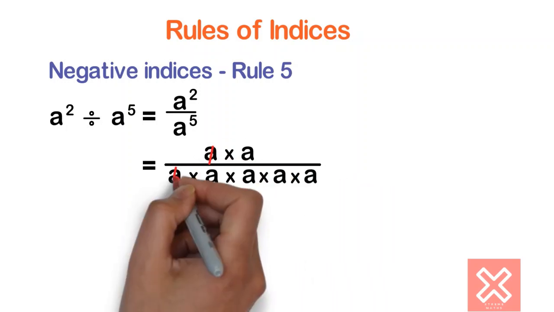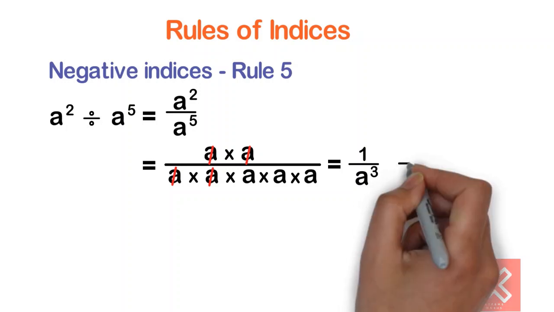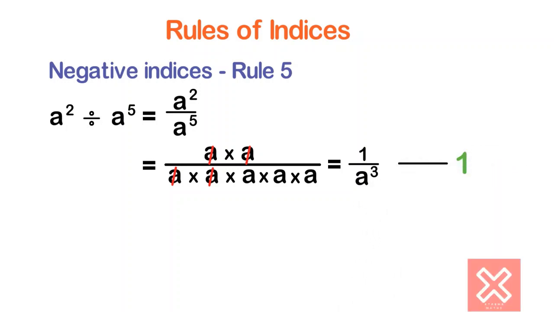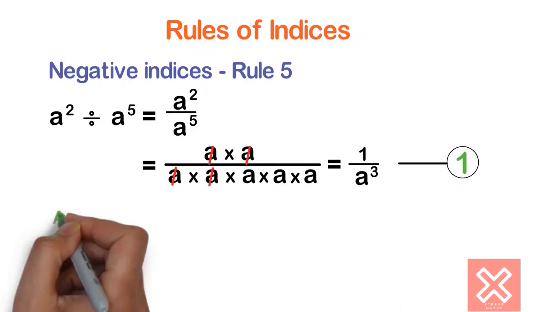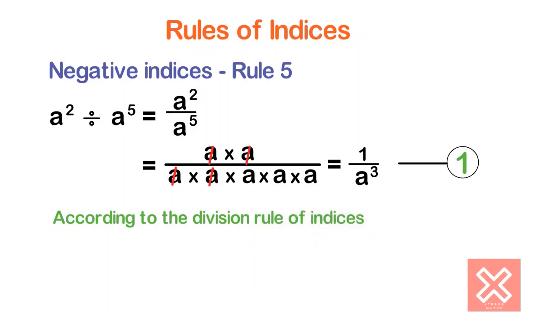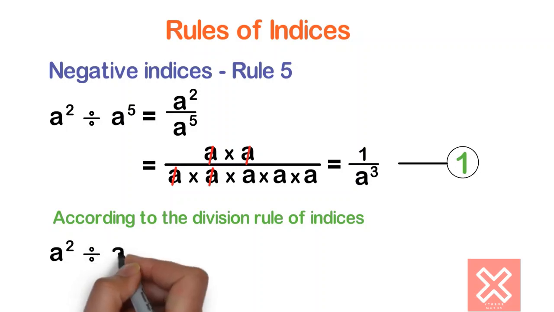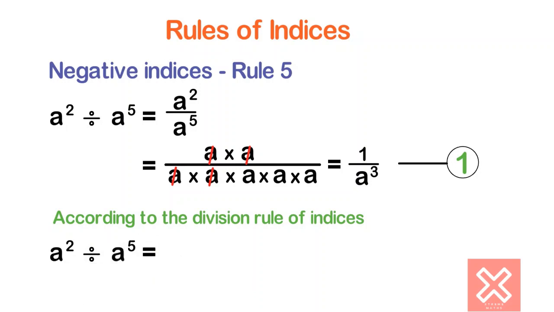Now cancel over the line and below the line. Over the line remains 1, below the line remains a to the power 3. Let's take this as the first equation. According to indices rule 2, the division rule, we can repeat the sum as follows: a to the power 2 divided by a to the power 5.